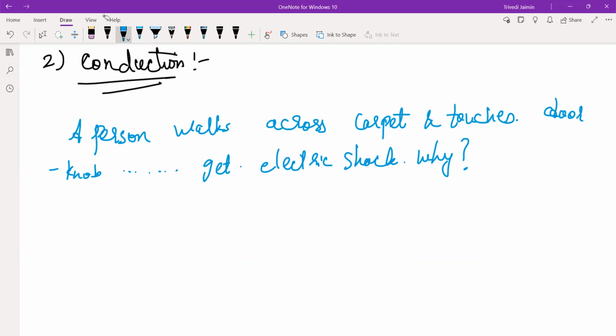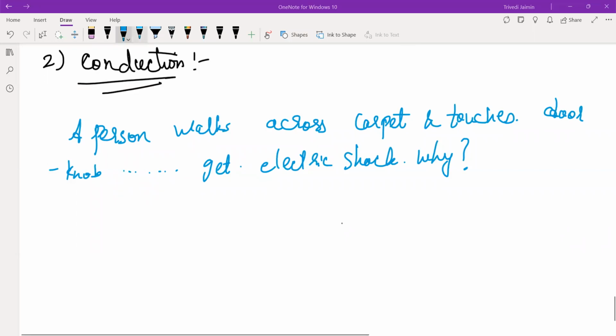Anyone else want to share your idea? Come on, this is an open discussion. Come on, try something. What's the reason behind this? Try something, come on. We act as a medium for door and carpet. Exactly, we act as a medium for the doorknob and carpet.